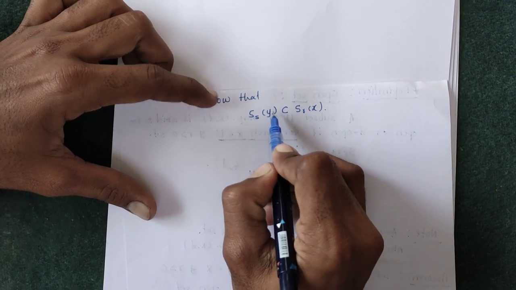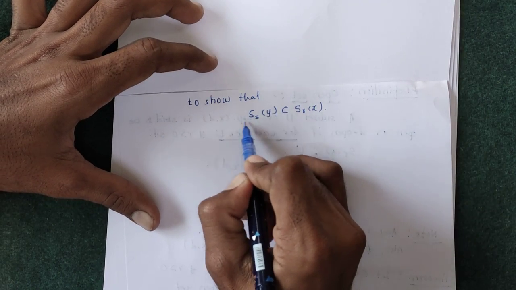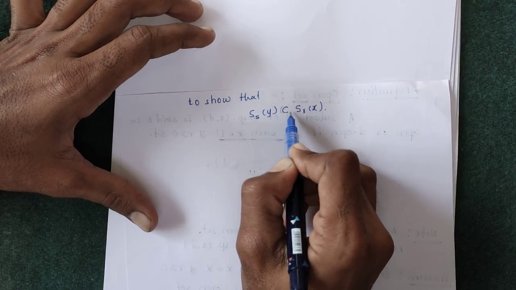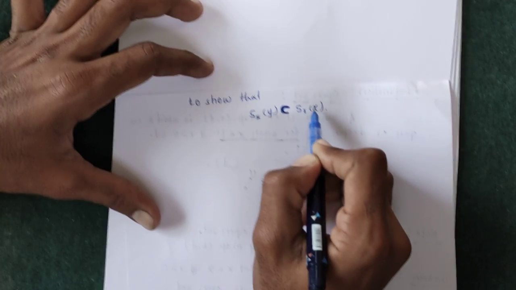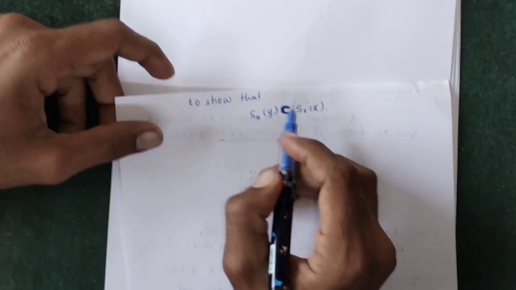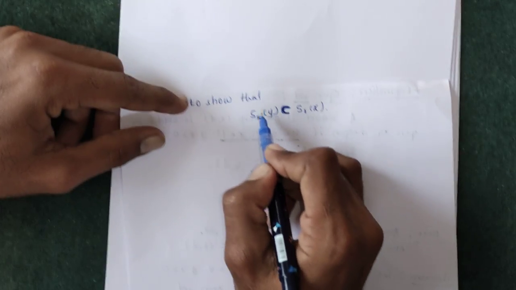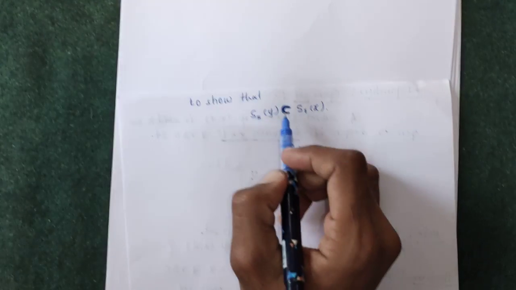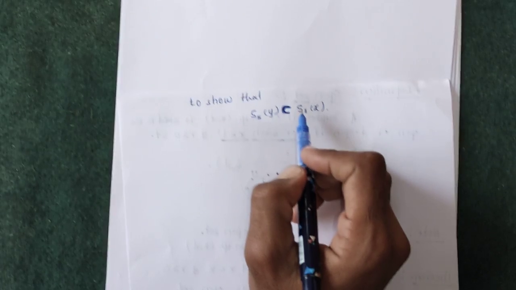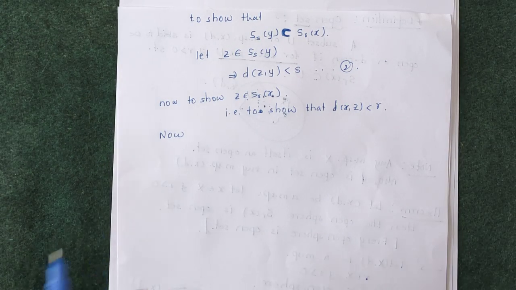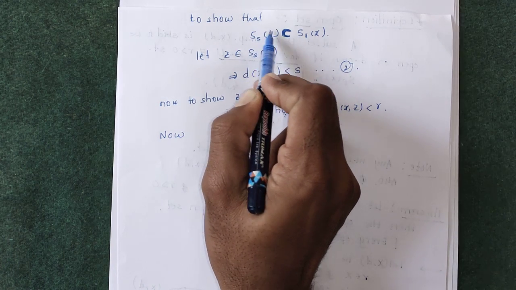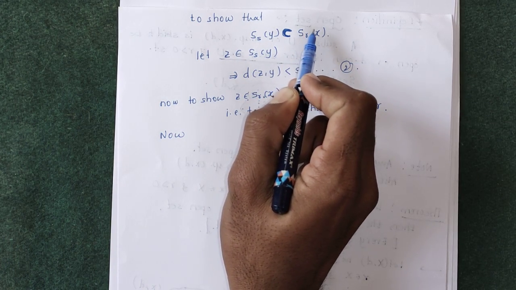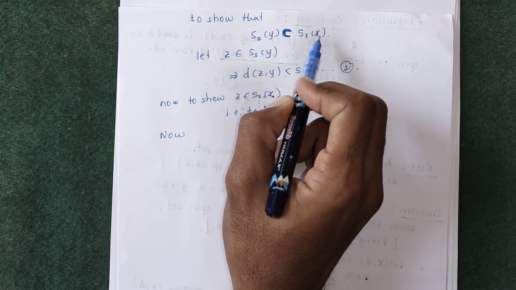To prove that, we have to prove that S_s of y is a subset of S_r of x, and we know how to prove this. We have to take one arbitrary element of this set and prove that the element belongs to the other set. So we have to show that any element of this open sphere S_s of y is again an element of S_r of x.